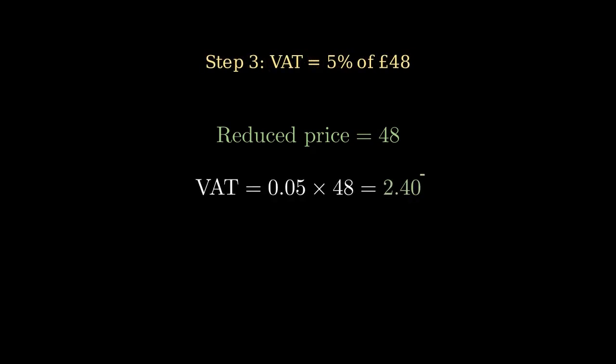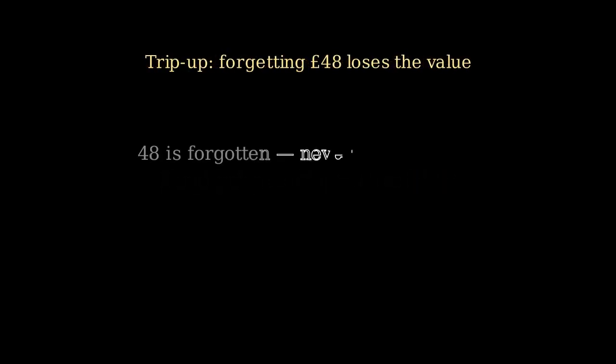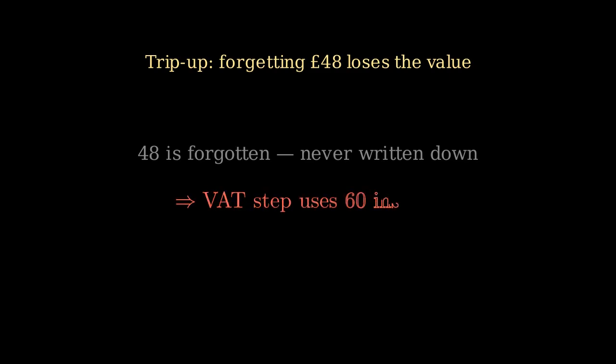Step 3, calculate the VAT. 5% of £48 equals £2.40. Write that down on its own line. VAT equals £2.40. Step 4, find the final price. £48 plus £2.40 equals £50.40. Write down the final answer clearly. Final price equals £50.40.